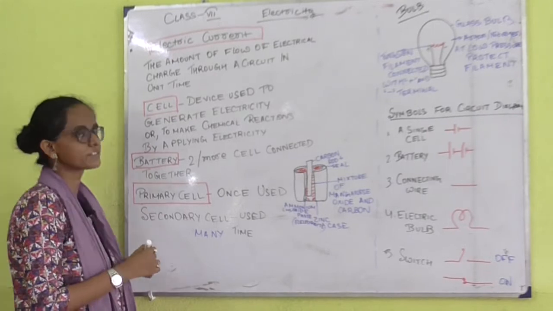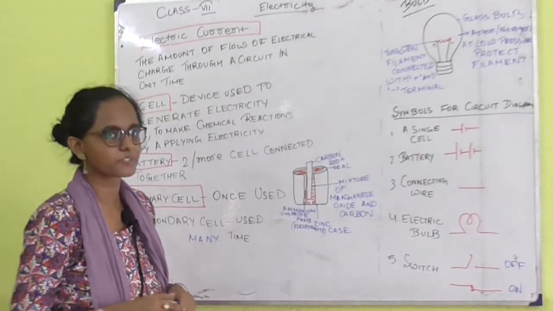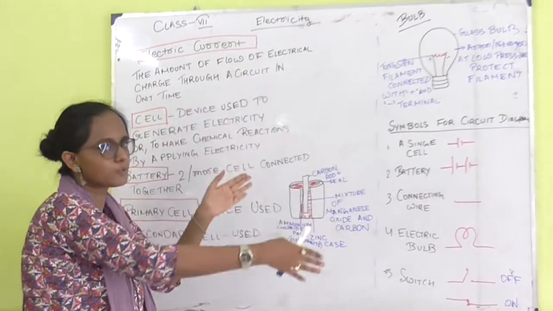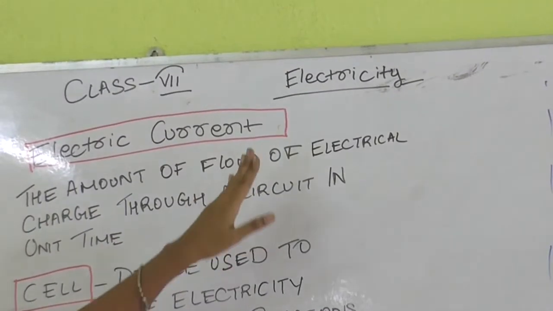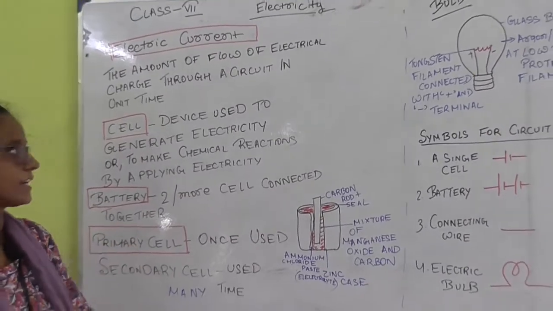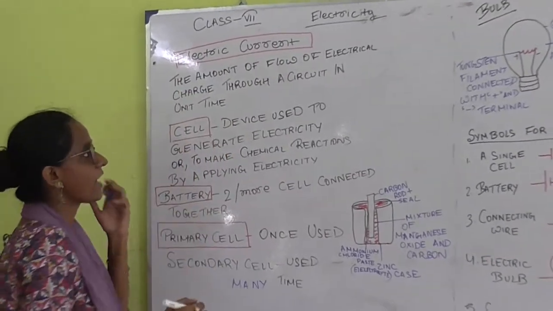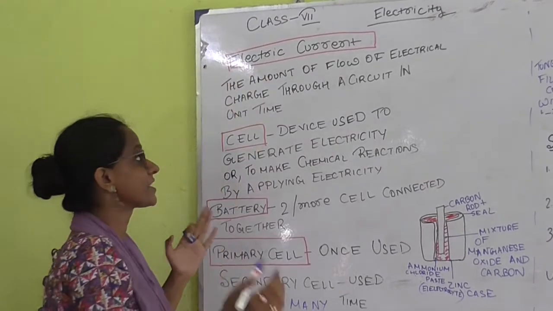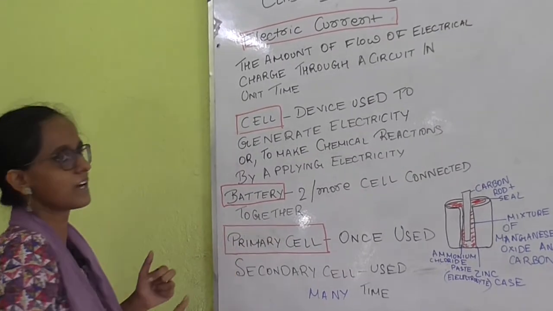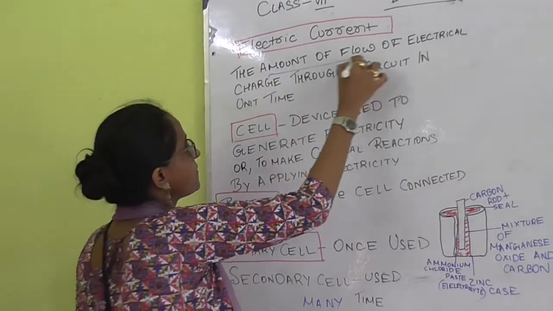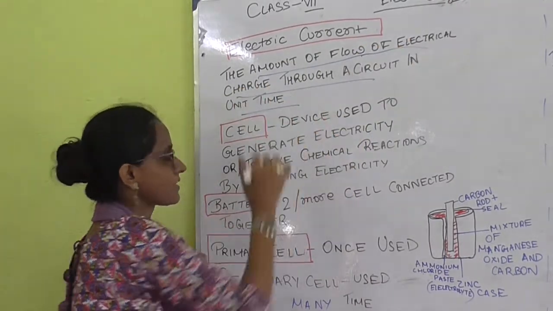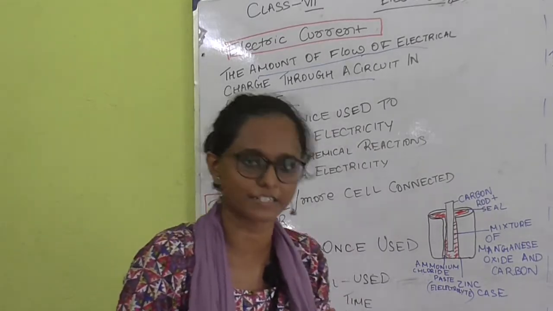So today we are going to start with the chapter electricity. This chapter belongs to class 7. First, in order to know about the chapter, we have to understand what electricity is and how electricity works. In order to know that, the first thing we have to know is the electric current. What is electric current? Electric current is the amount of electrical charge that flows through the circuit. The amount of flow of electrical charge through the circuit in a unit time is called the electric current.